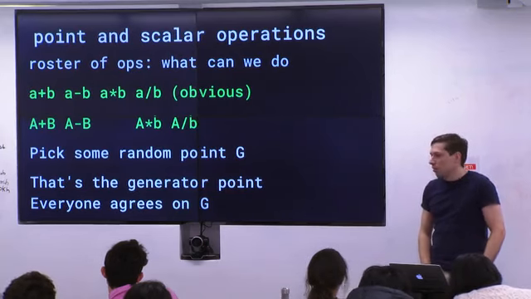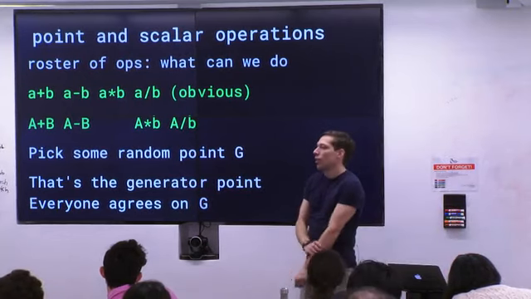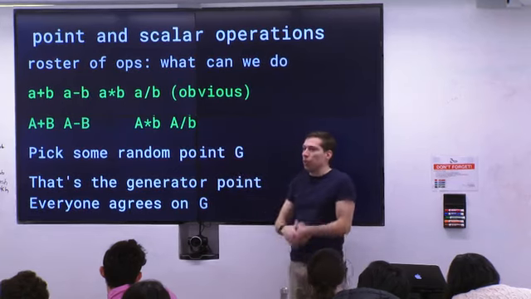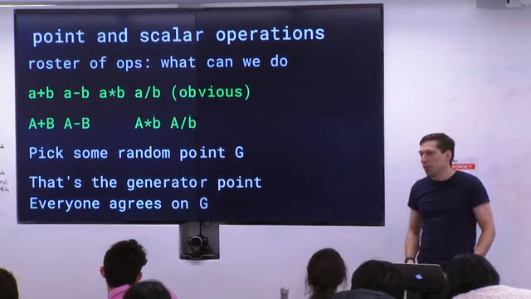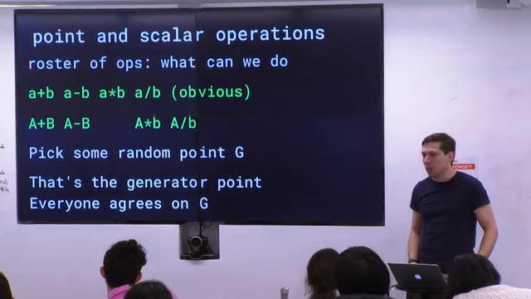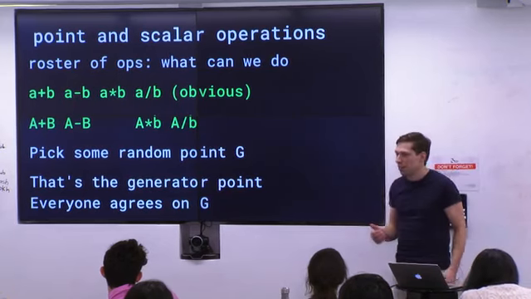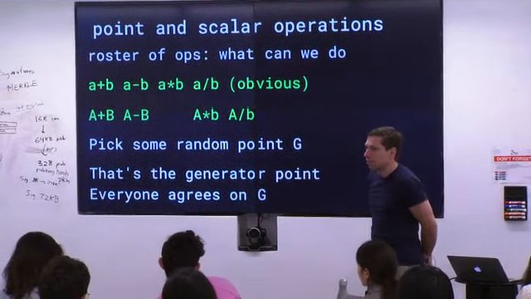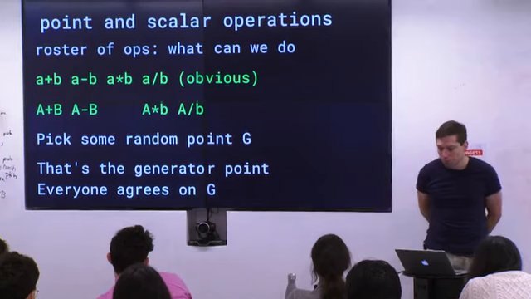Okay, so does anyone have an idea how we would make some cool one-way function given these operations and the fact that we have an agreed upon point? It's not super obvious, but it's actually fairly straightforward once you see it. You're like, oh. Any ideas? Yeah. So you take your point G and you multiply it by some scalar and you publish whatever that point is, but you don't reveal the scalar.